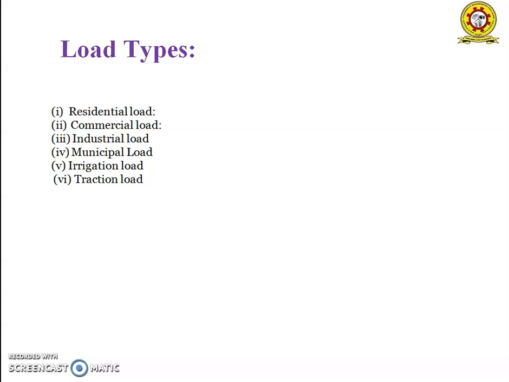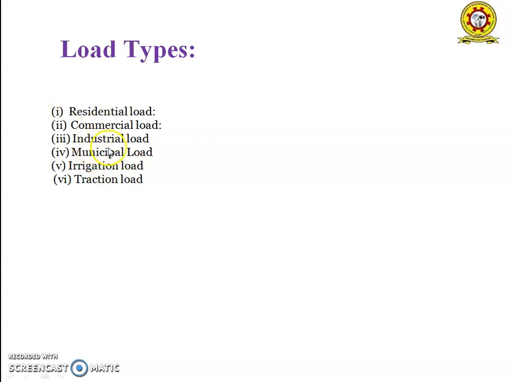Load types. Load types are broadly classified into 6 types: residential load, commercial load, industrial load, municipal load, irrigation load, and traction load. In that, the first one is residential load. This type of load includes domestic lights and power needs for domestic appliances such as radios, TVs, water heaters, refrigerators, electric cookers, and small motors for pumping water. And the next one is the commercial load. It includes lighting for shops, advertisements, and electrical appliances used in shops and restaurants, etc.